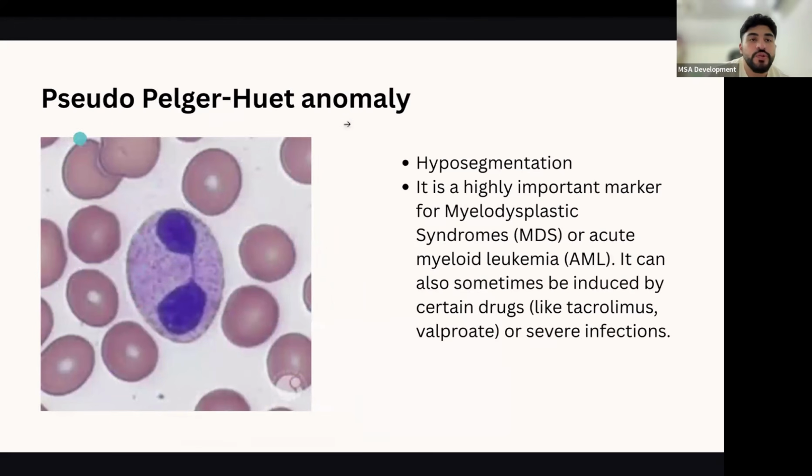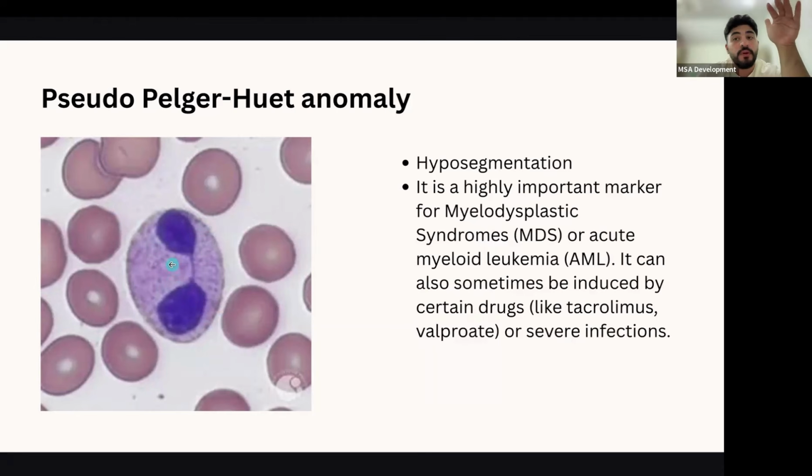Now, this is pseudo-Pelger-Huët anomaly. See, this could be congenital. But first of all, let me tell you what the anomaly here is. It's basically hyposegmentation. Usually it's 3 to 4 segments; the nucleus is divided into 3 to 4 lobes. Here it is only 2 lobes, as you can see.